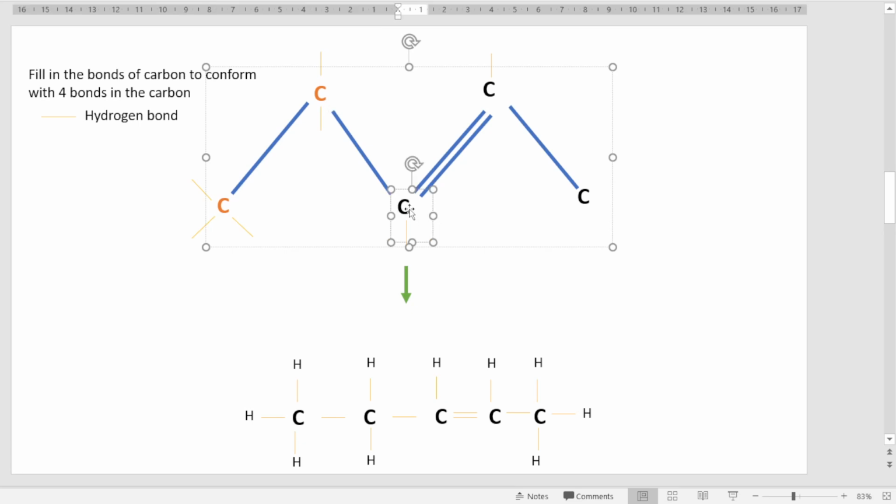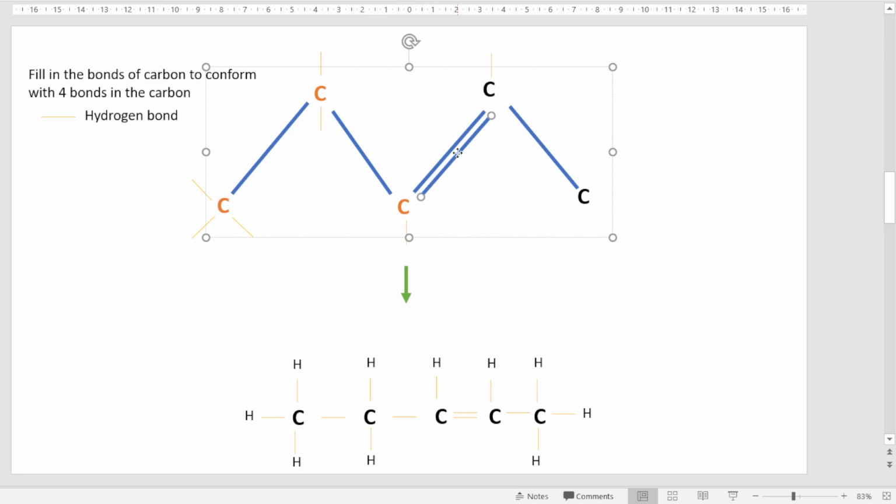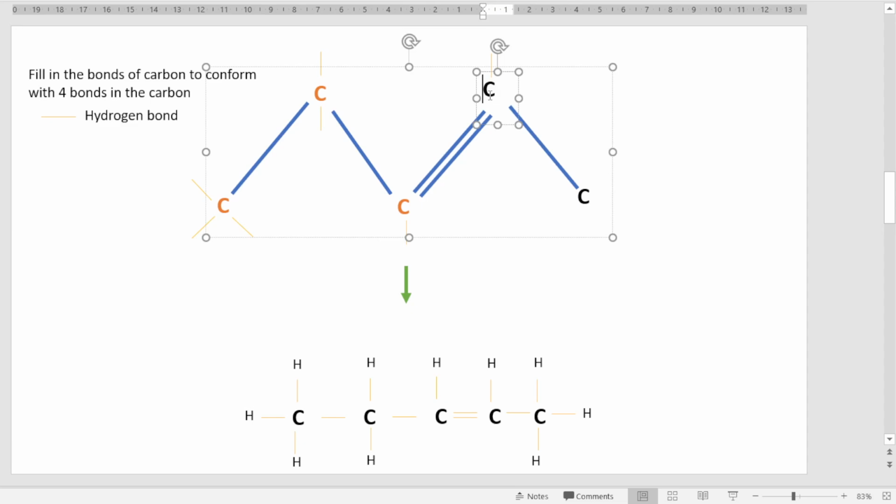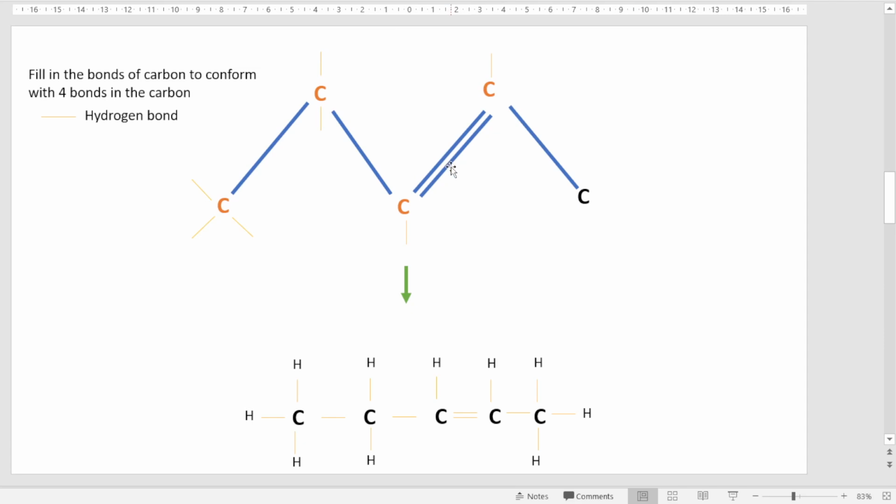For this third carbon, we have here one double bond, another single bond to a carbon, and a hydrogen bond, which has a total of 4 carbon bonds. As for this second to the last carbon, it has one double bond, another carbon-carbon single bond, and a hydrogen bond.